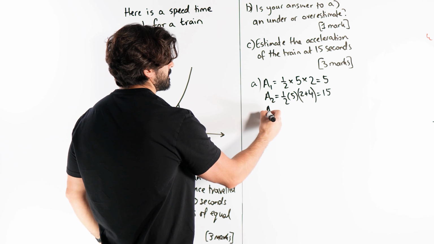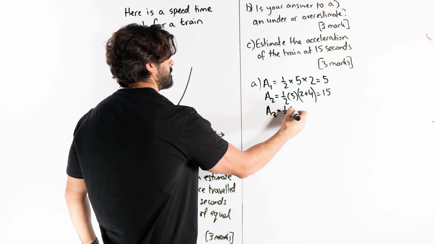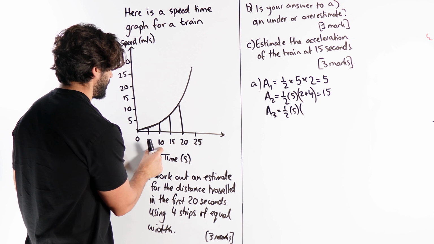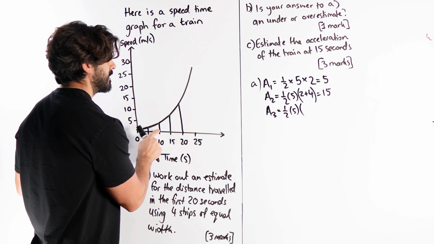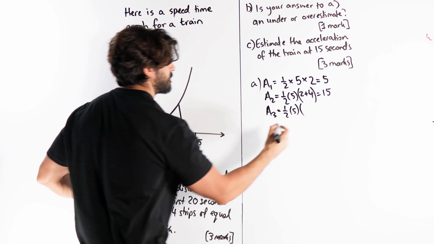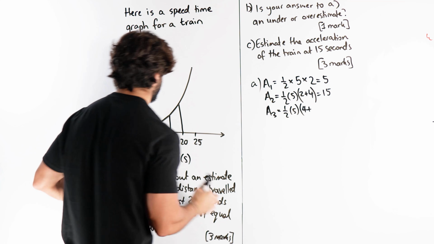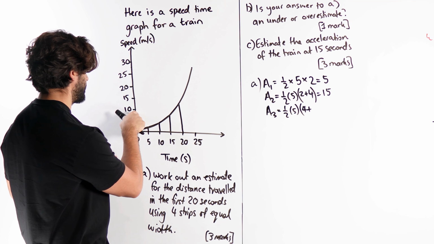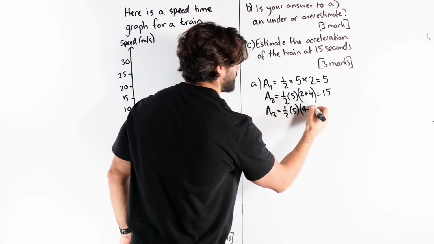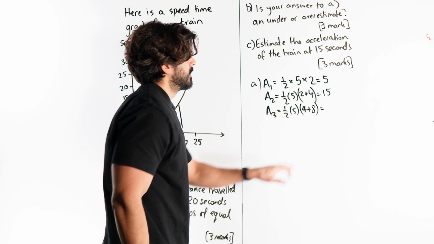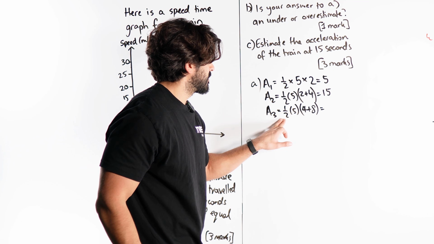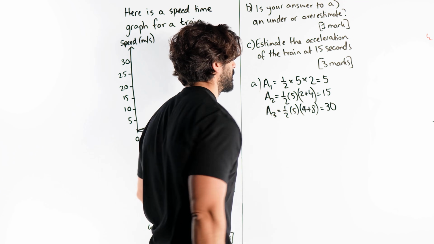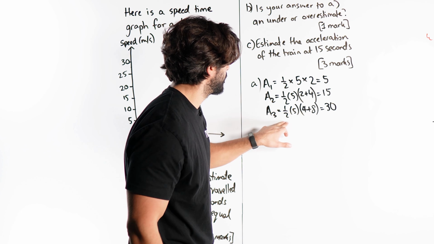A3, half h, still the same. All the strips have equal width: 5, 5, 5, 5. Then, first height I said was 4, plus that second height. What should we say that is? 8. I'm going to say that's 8. 4 plus 8, 12. Half of that, 6. 6 times 5, 30. Double checking. 12. Half, 6 times 5, 30.